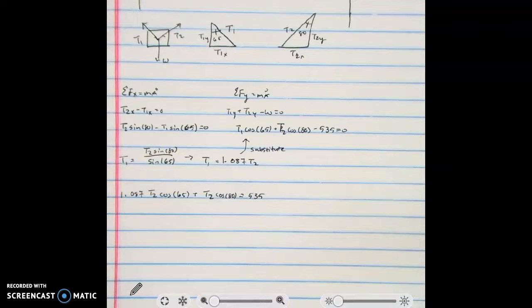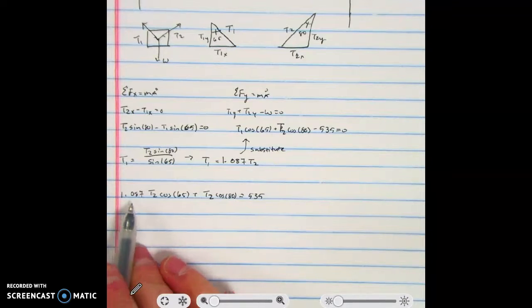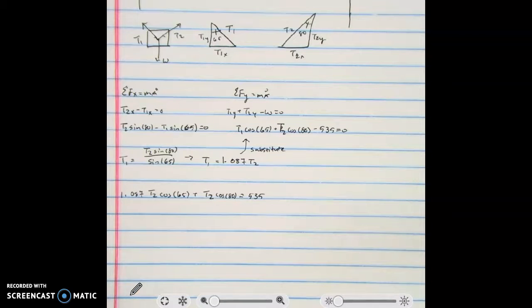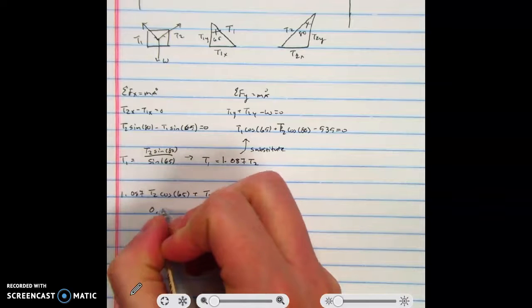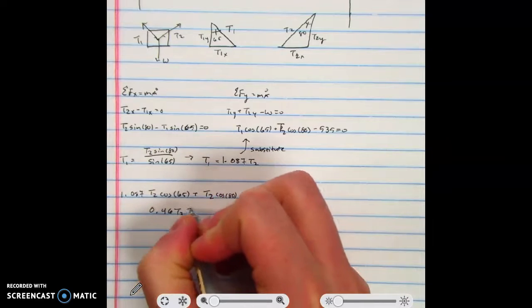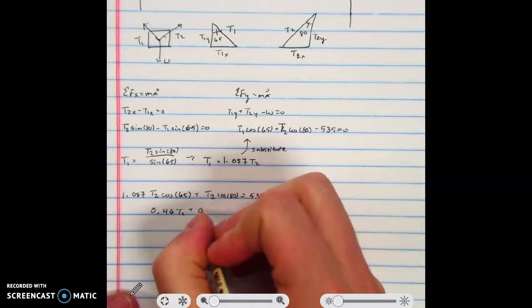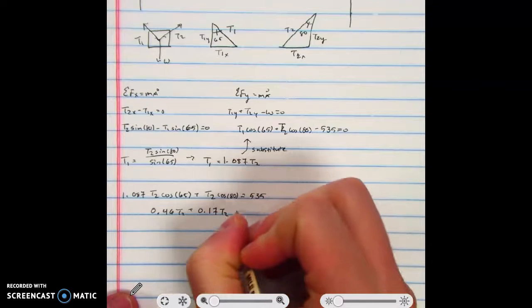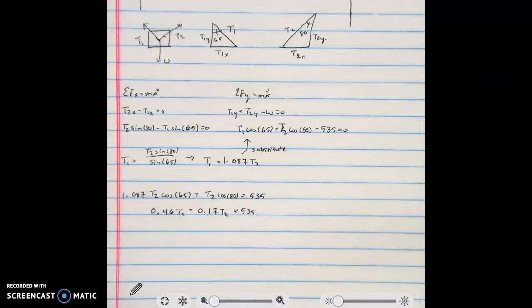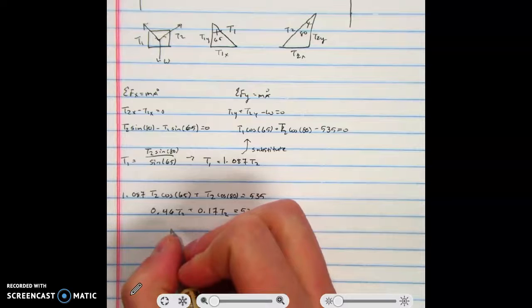So now let's simplify this down. I'm going to take 1.0875 times cosine of 65 and get 0.46 T2, plus cosine of 80, 0.17 T2, equals 535. So let's just combine these two.